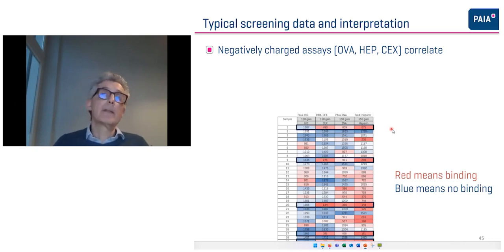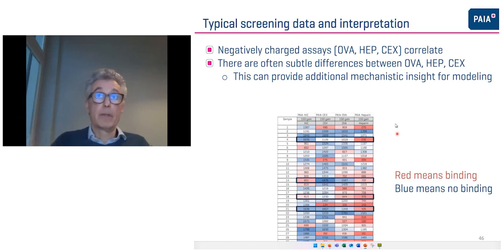And you see that for a lot of samples, you see quite a strong correlation of the CEX, ovalbumin, and heparin assay, because they are negatively charged beads used in this assay. So here they are all red in the highlighted cells. And then the HIC quite often is showing the opposite trend, but there are also exceptions. So usually quite some correlation between those negatively charged assays, but you can also see exceptions or differences in the different molecules.